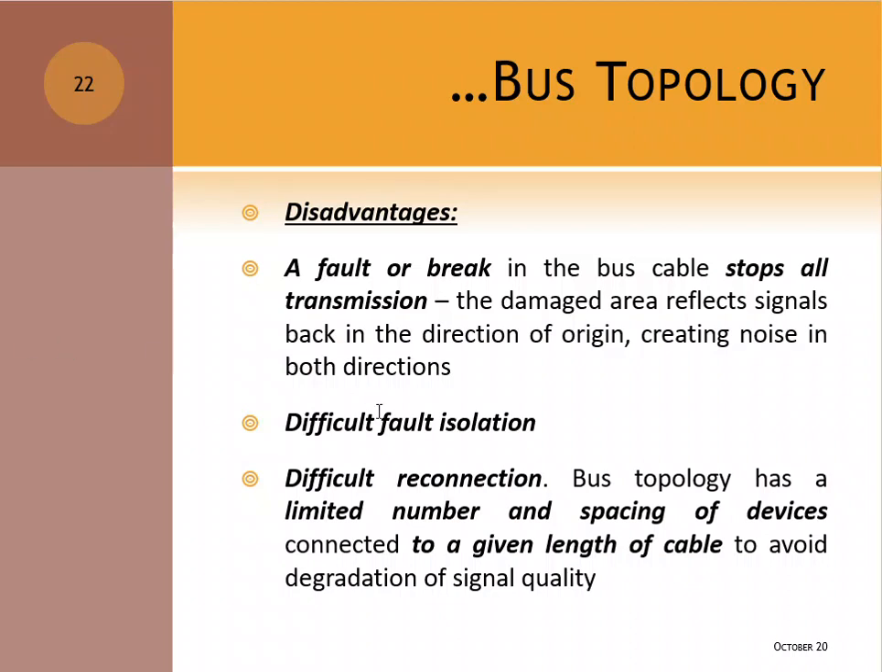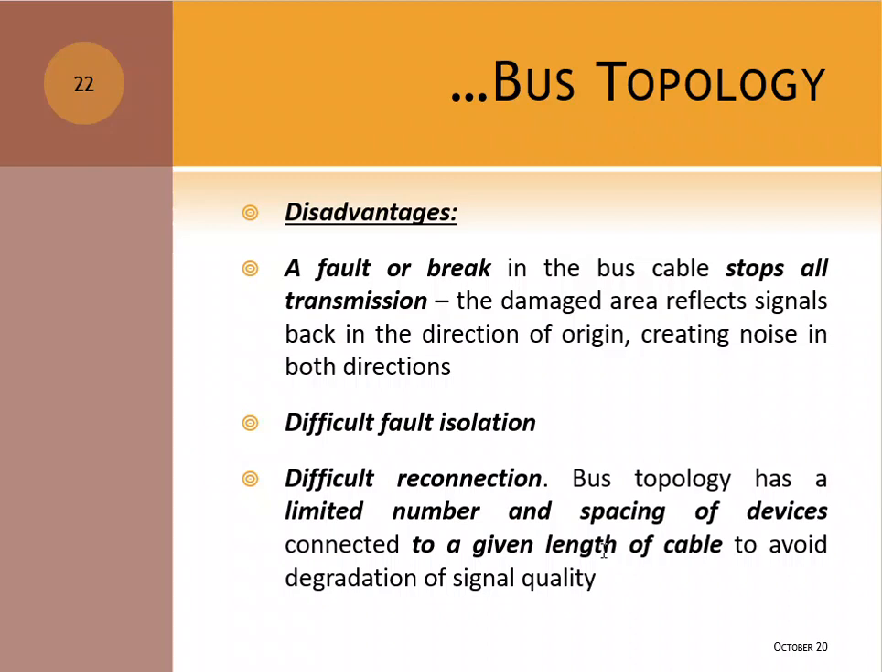And also it is difficult for fault isolation. Sebab dah ada noise in both directions, so it is difficult for the network admin to identify the break in the cable. And also difficult reconnection. Why? Because bus topology has a limited number and spacing of devices connected to a given length of cable. Dia ada limitation pada berapa banyak device yang kita boleh connect untuk bus dan berapa panjang maximum.